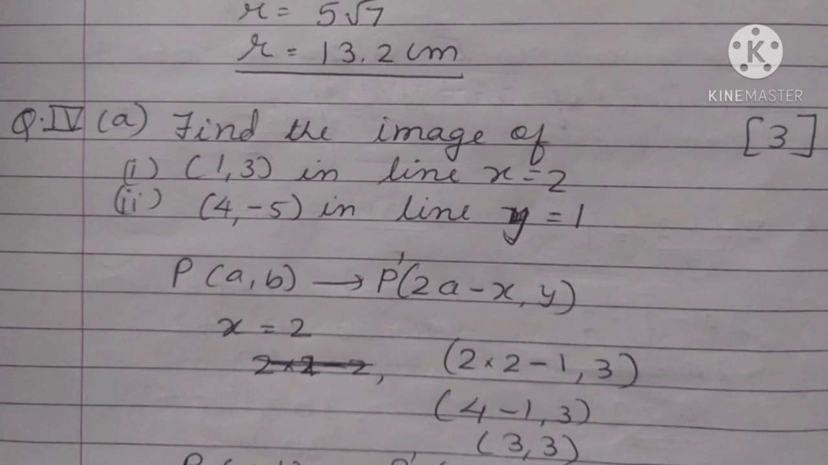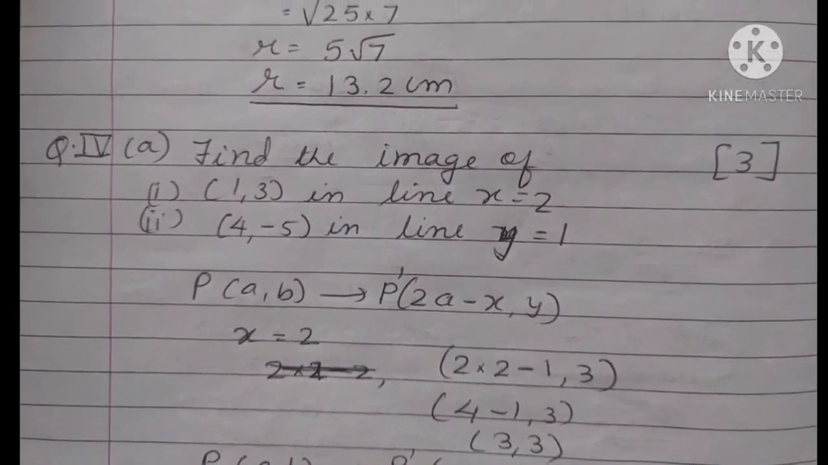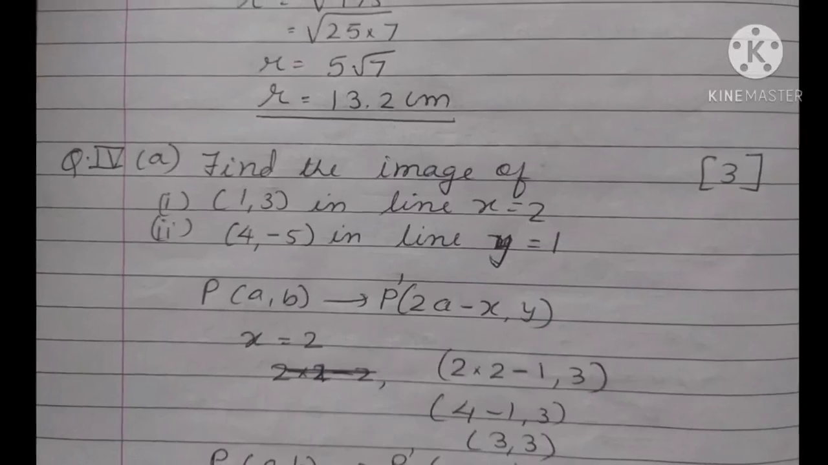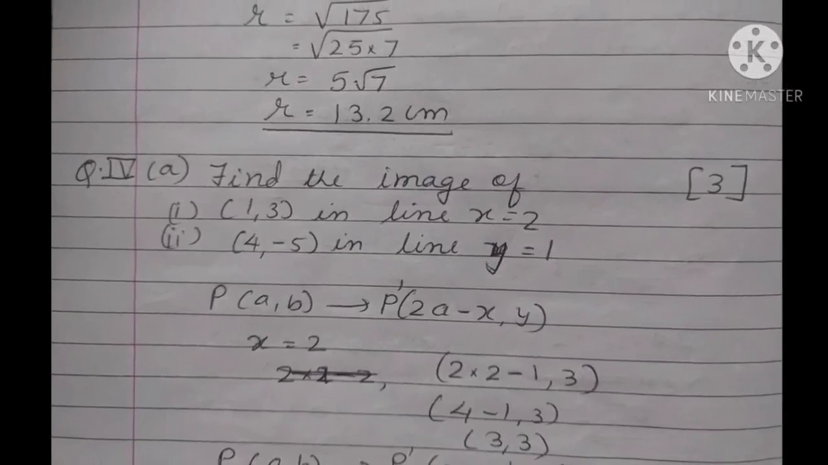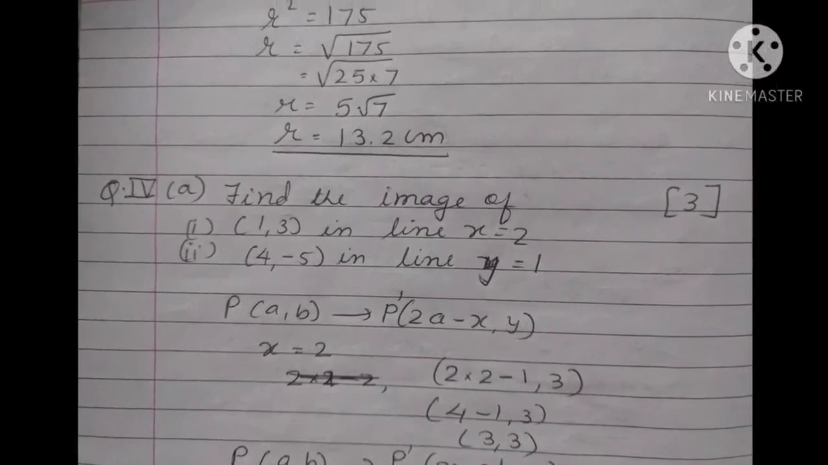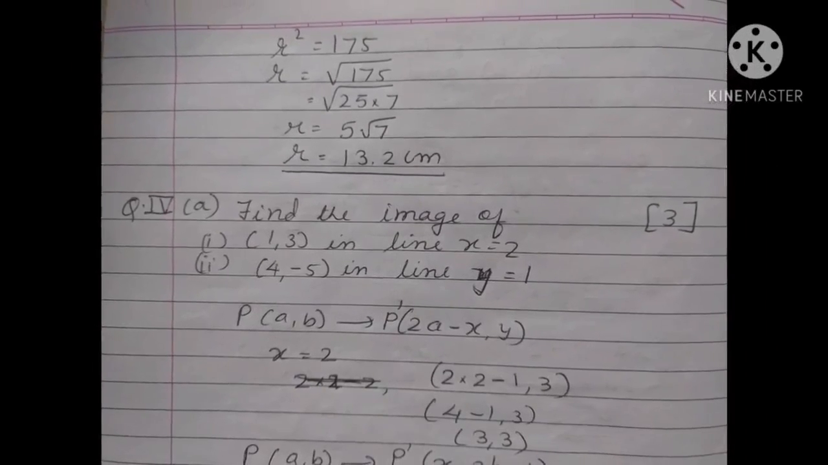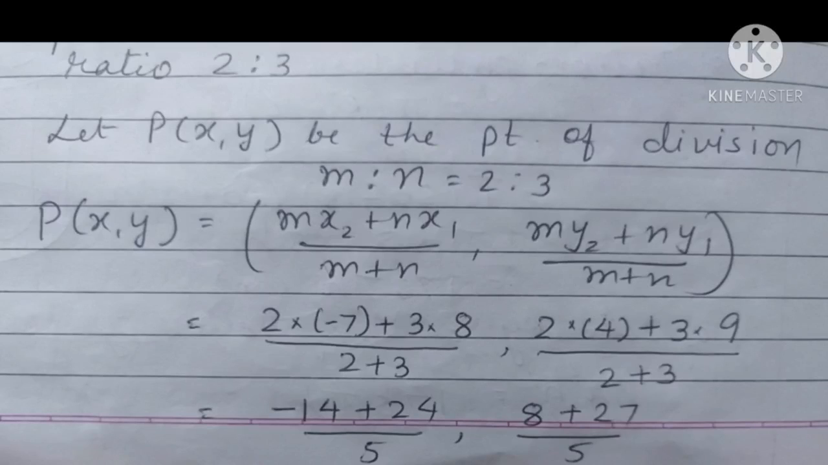Now let us move on to the next: we are given the line y is equal to 1, and so for P(a, b) in y is equal to b, the image is (x, 2b - y). You can solve that by yourself in the same way as I have explained. Just as with the x equal to 2 line, for the line y equal to 1 you can take the P dash (x, 2b - y) formula and solve.